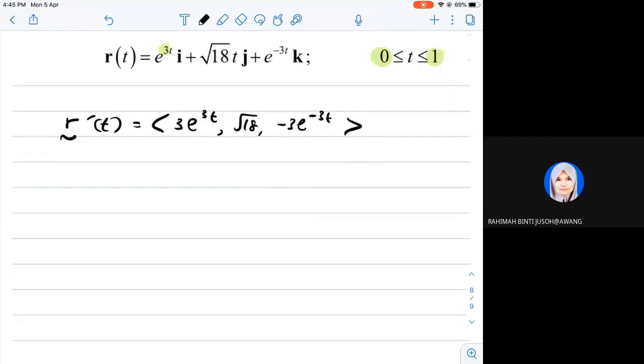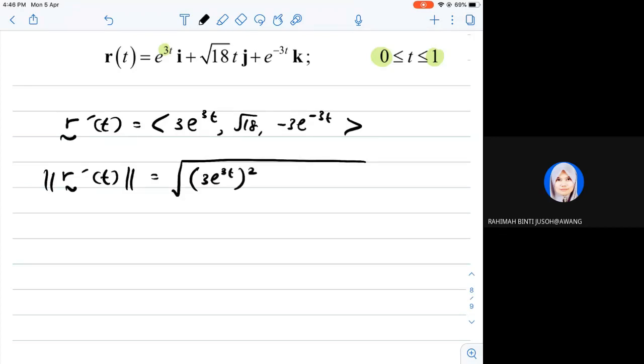Okay, so now you kena cari R prime t magnitude. Okay, so punca kuasa 2. Kuasa 2 kan semua elemen. Squared plus square root 18 squared plus negative 3 exponent negative 3t squared. Macam tu.